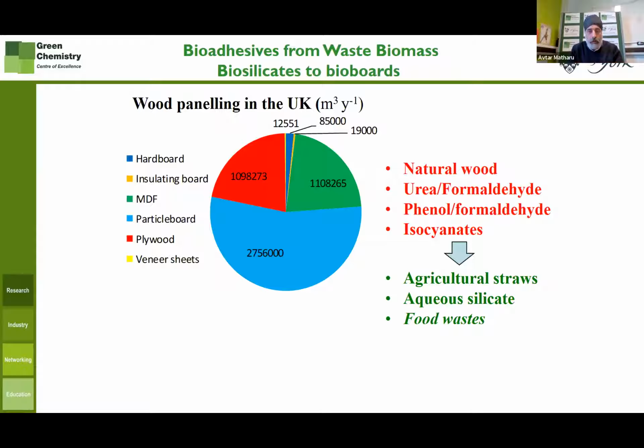So we don't want to use natural wood. We're going to use agricultural straws as our aggregate or main component. We're not going to use urea or formaldehyde or phenol or isocyanates. And we're going to use an aqueous silicate solution as our binder. And we're going to tweak the formulation by using materials from food waste, which are no longer edible or which can no longer go back into the food supply chain.